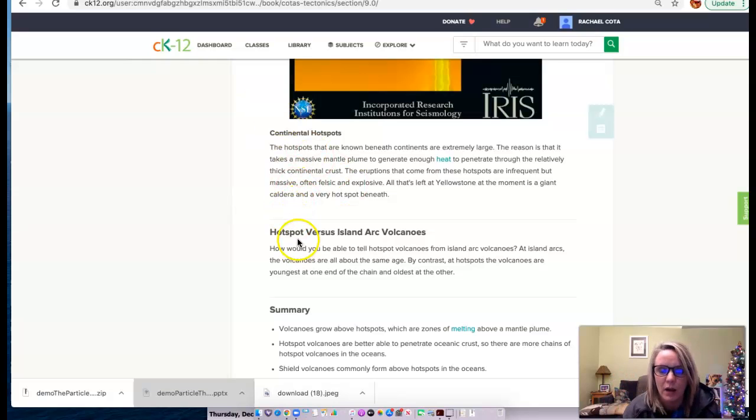But on a hotspot, you will see a chain of volcanoes that are all different ages. The youngest one is the one that's over the mantle plume, and the furthest from the mantle plume is the oldest. And all of the islands leading up to it, the oldest, the next oldest, they're all extinct. They no longer have access to the mantle plume, and only the one that's over that mantle plume is active.